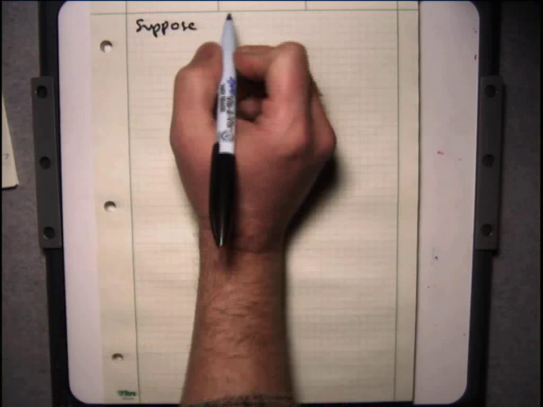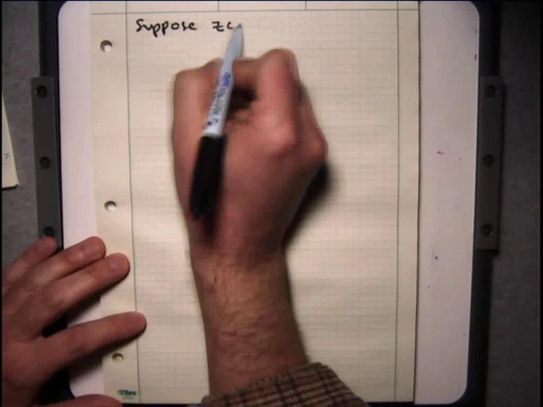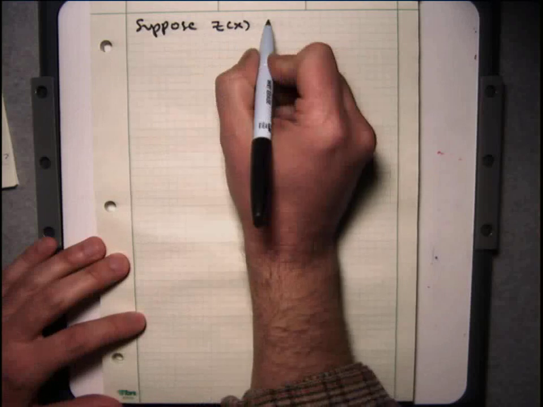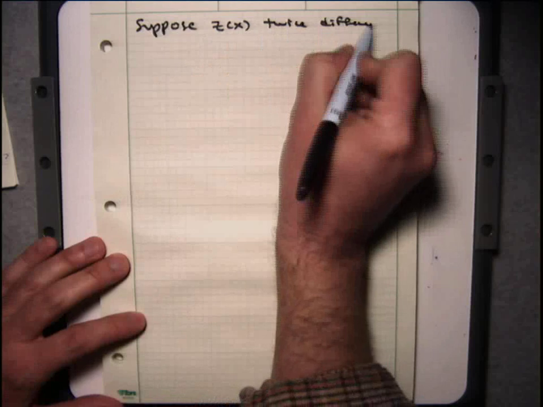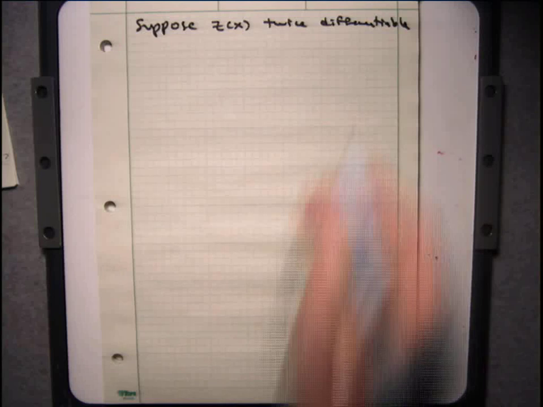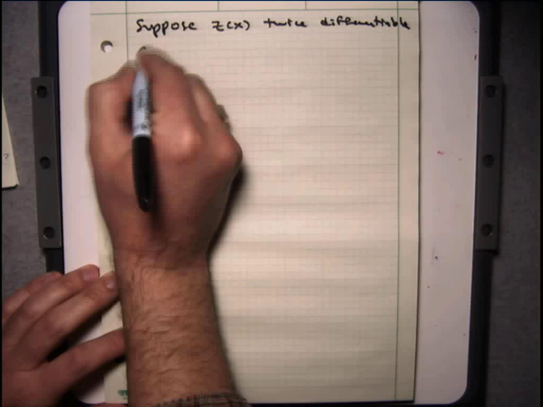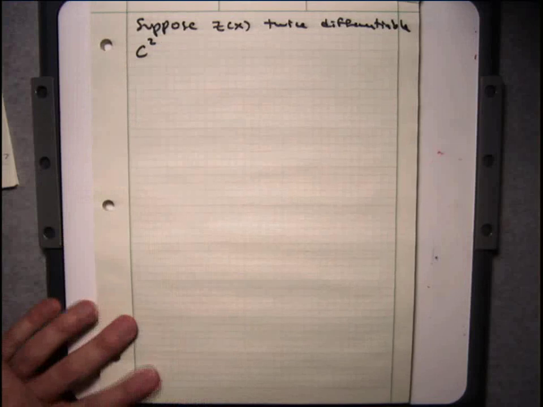unknown to me, somebody started with a function z of x, which was twice differentiable. Okay, so in other words, it's a fairly smooth function. You can differentiate it once, and then you can differentiate it again, and you don't get any discontinuities. Okay, and the technical name for this is that it's C2, twice continuously differentiable. Okay, then you can ask the following question.